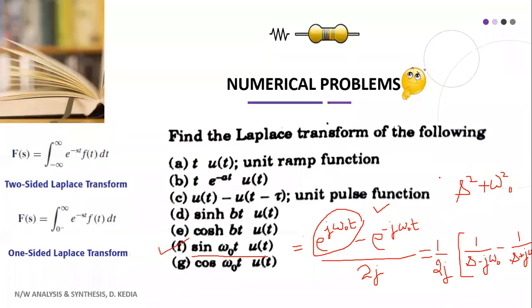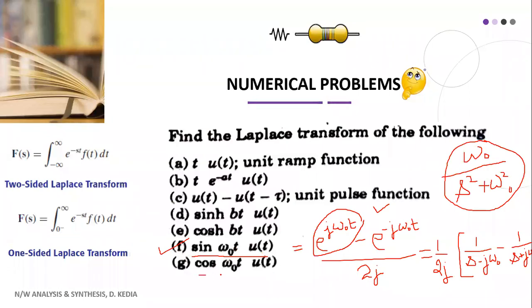Okay, this is the denominator. In the numerator, you will have s cancelled, you will have 2j omega naught, and 2j will be cancelled. So you will have this omega naught. Okay, so this will be the answer for your Laplace transform of sin omega naught t u(t).